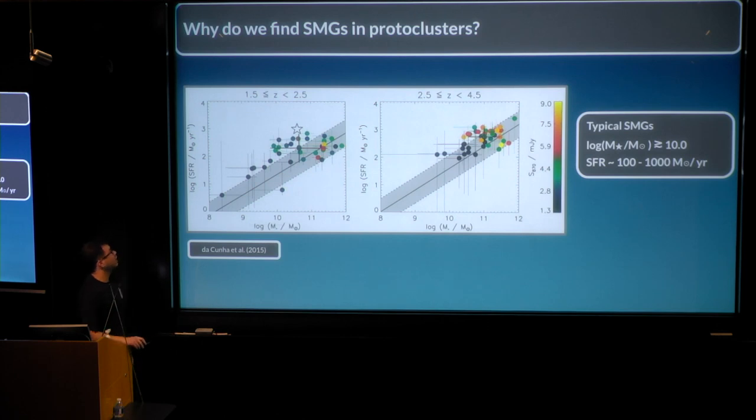So why do we find 2 millimeter sources, which are very rare objects, in protoclusters? In this work, I'm showing the star formation and stellar mass relation at 2 different redshifts. Those are galaxies that are pretty massive and are still in the main sequence. Those are the 2 millimeter galaxies. And since we expect to have more massive galaxies in this environment, we expect to find 2 millimeter galaxies, hereafter SMGs, in protoclusters.